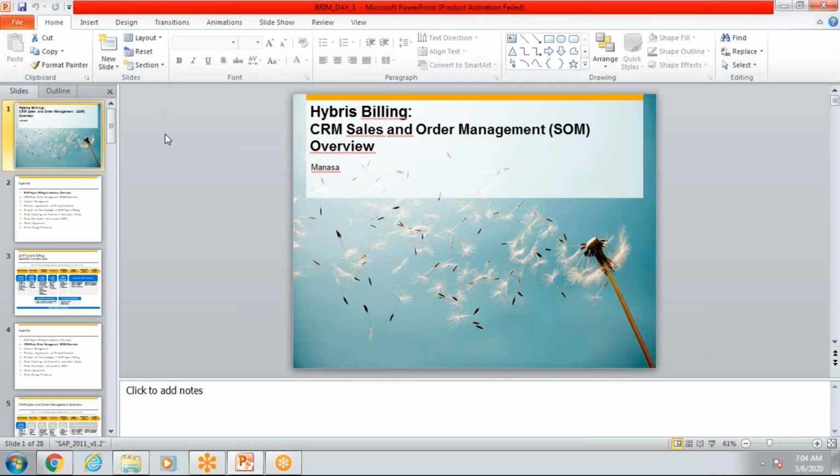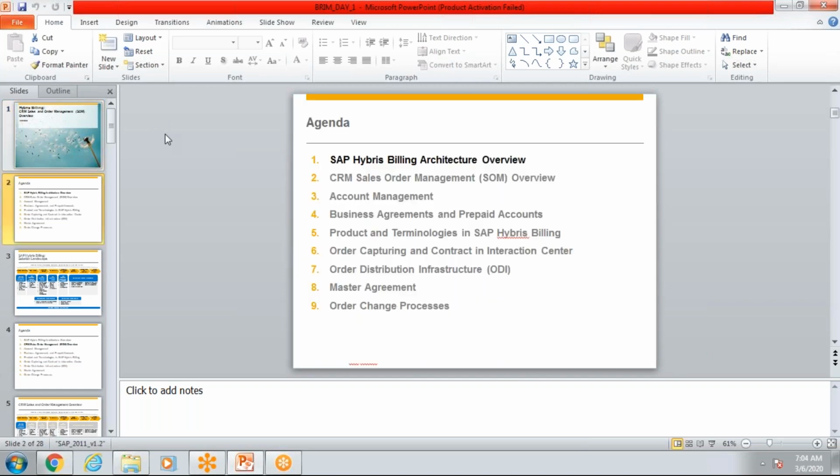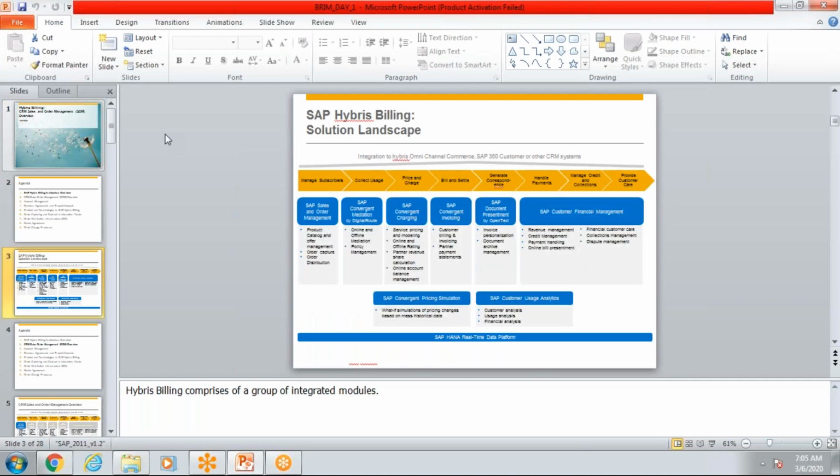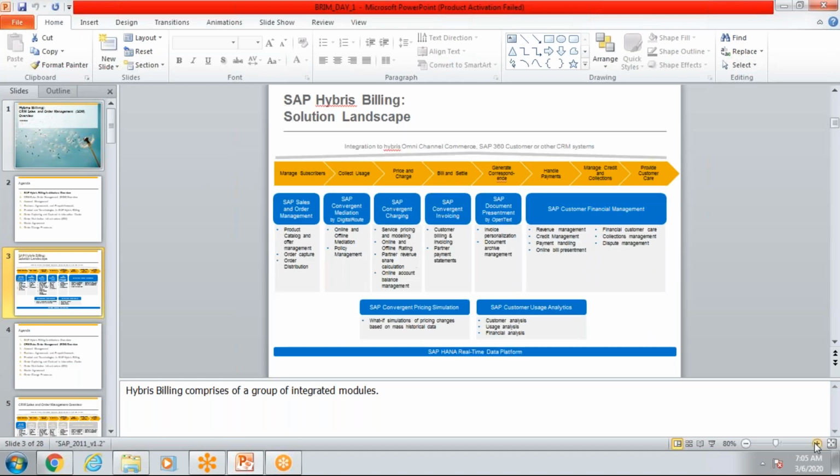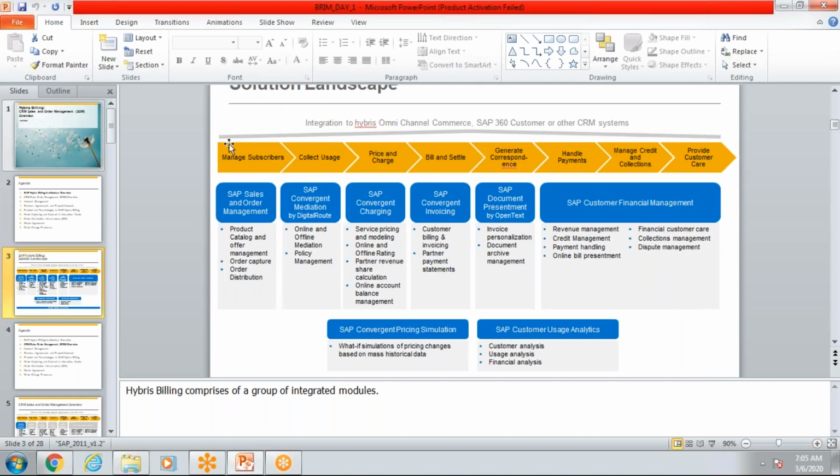Hybrid billing will have 3 systems: SAP CRM, SAP Convergent Charging, and SAP ECC system. Okay, so this is the architecture of hybrid billing. It starts with subscription order management in the CRM system. This entire process is called offer to cash: manage subscribers, collect usages, price and charge, bill and settle. All these are called offer to cash.